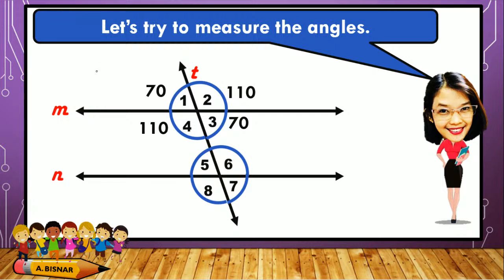Now, what do you think will be the measure of angle 5, 6, 7, and 8? Ilagay nyo, angle 5, ano yung measurement? Angle 6, ano yung measurement? Pati yung angle 7, saka yung angle 8. Try to take a guess. From what you have learned, what do you think will be the measure of these angles? 5, 6, 7, and 8. Try to comment. Angle 5, 70.